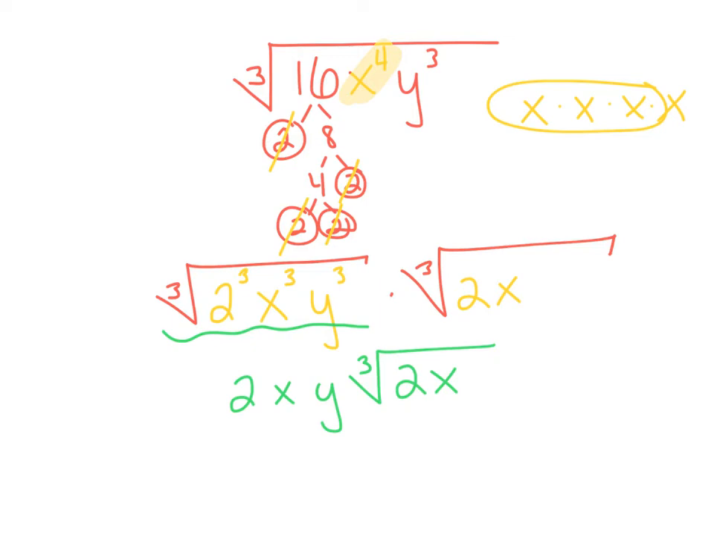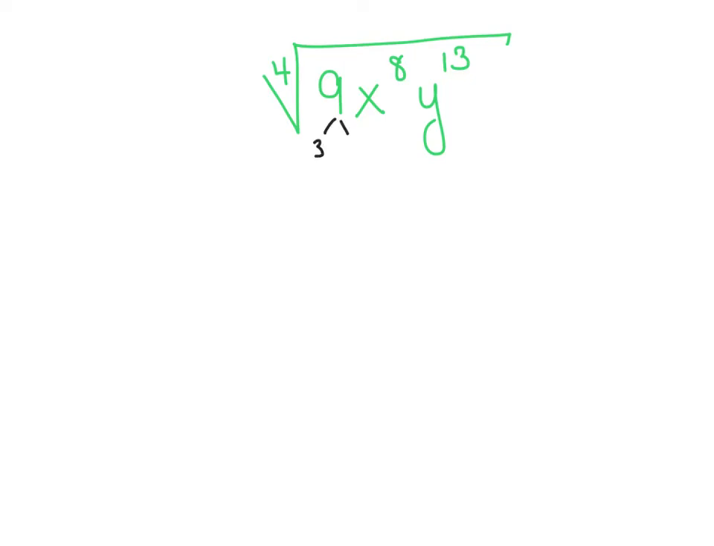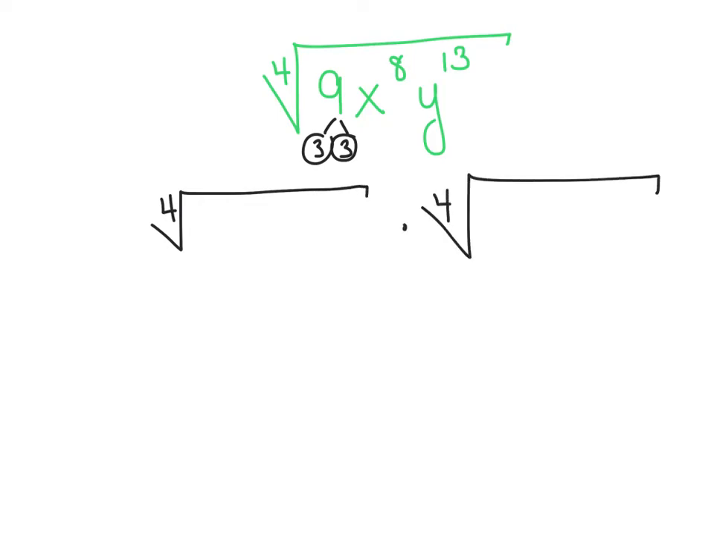Let's try another one. 4th root of 9, x to the 8th, y to the 13th. I'm going to make my tree. I just get 3 times 3, so I'm going to split this into 2 groups. And don't drop your index of 4. So I do not have a group of 4 threes, so I'm just going to put that back over here. And I'm just going to multiply it back together right away. 3 squared would be 9 again.